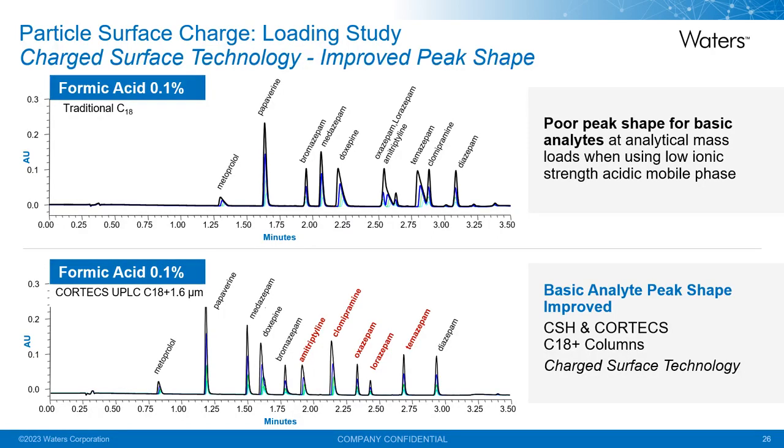One solution that Waters invented was the charged surface technology that's used in our CSH particle and also on our Cortex C18+ chemistry. You can see in this example the increased mass load comparison. It's a separation of 11 antidepressants using formic acid mobile phases. The peaks here are much taller and sharper on the C18+ column, which would allow for easier detection at lower concentration levels. This is a great example of that concept of the analysis of bases and basic impurities.